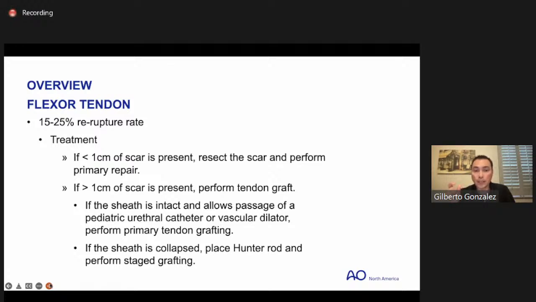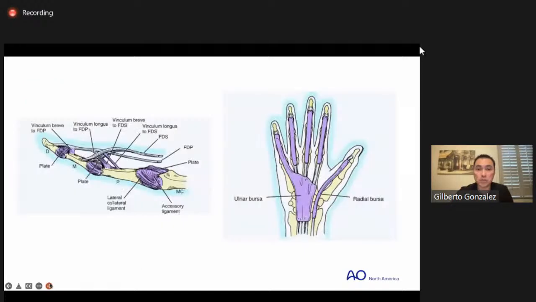If less than 1 centimeter of scar is present, then the recommended option is to resect the scar and perform a primary repair. If more than 1 centimeter is present, then go with a tendon graft. Now, if the sheath system is intact, allows you to pass a catheter, and you feel that it has good vascularity, definitely your option should be to perform a primary tendon graft, a one-stage procedure. But if the sheath is collapsed, especially in those patients where the rupture was identified way after it happened, then the Hunter rod is the option to go.